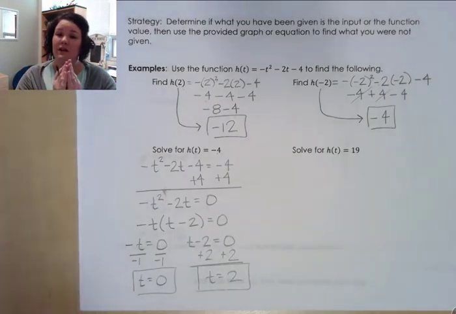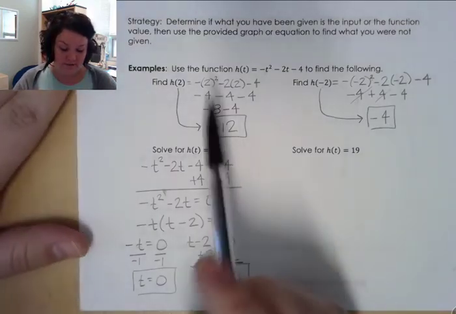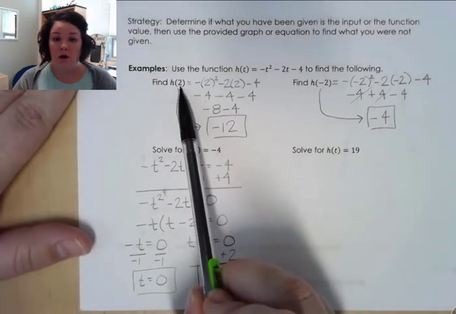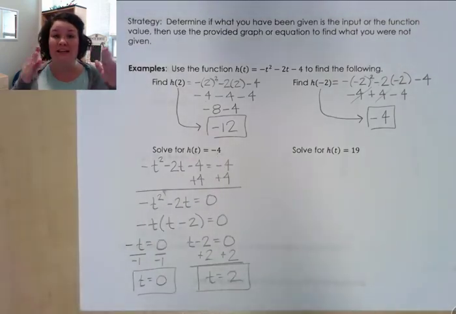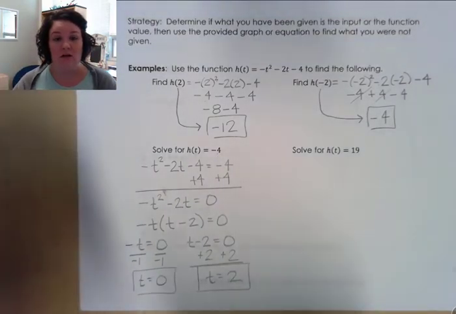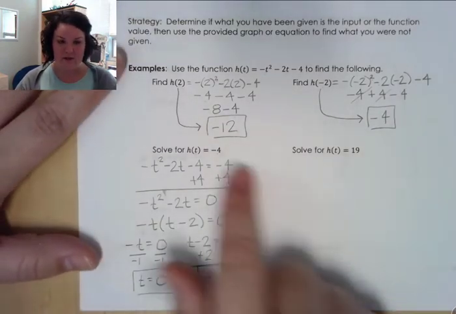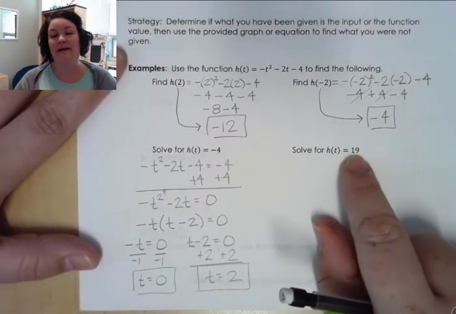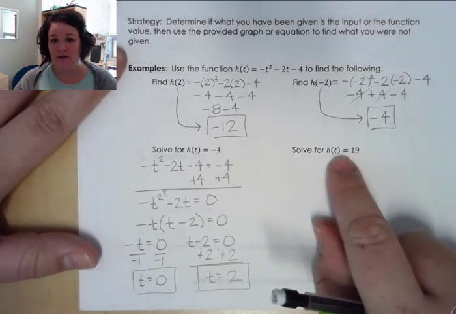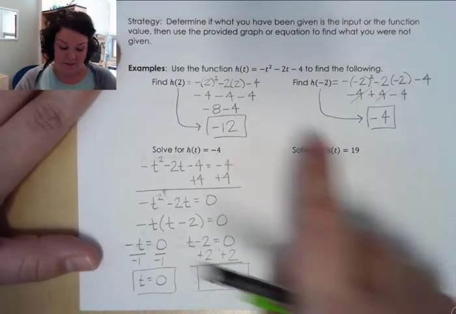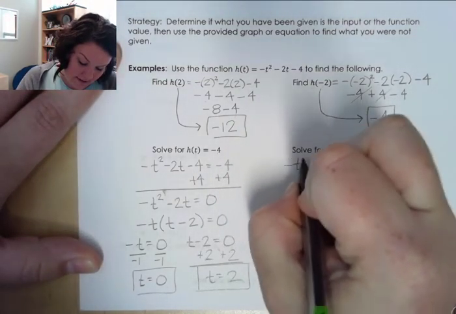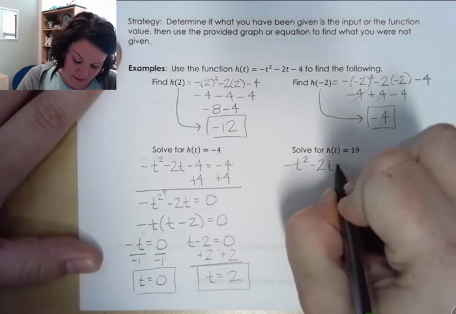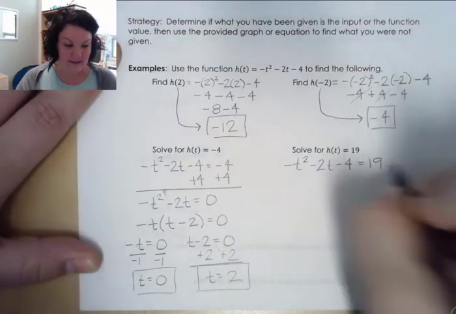You're either going to be given a number to plug in, and you'll know that's what you're doing if the number is inside the parentheses, or the function is equal to a number, in which case you just set your whole function equal to that number and then solve for your variable. So let's look at another one like this. Here, notice my 19 is not in the parentheses. It's equal to 19. So I'm going to set my function equal to 19. So I have -t squared minus 2t minus 4 equals 19.